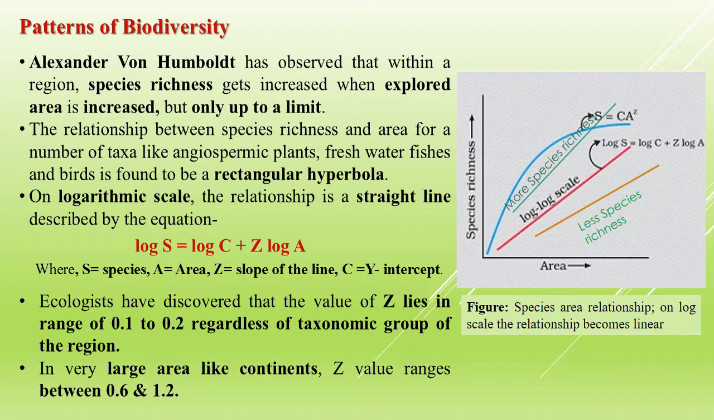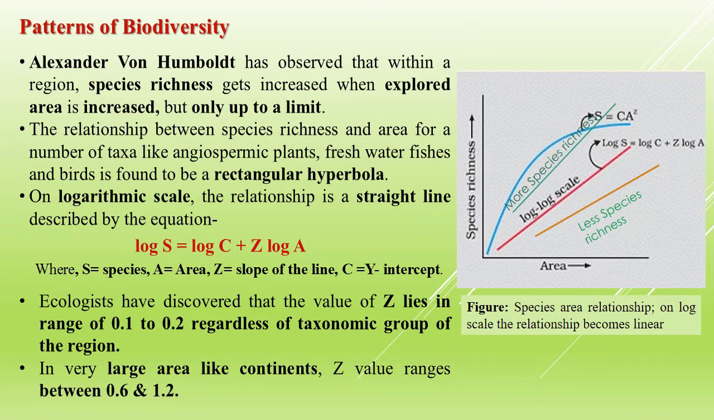In our previous slide, we discussed patterns of biodiversity, and under that we discussed latitudinal gradients. Now we will discuss another part of patterns of biodiversity, that is the species area relationship. What is that? If the area increases, then the species richness or the species diversity is also going to increase, but only up to a certain limit.